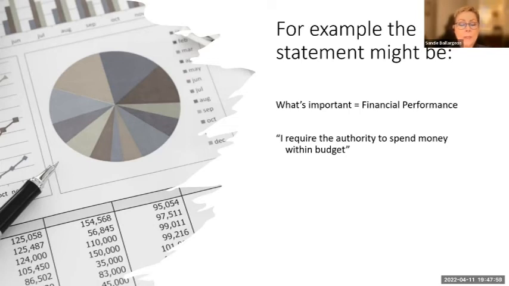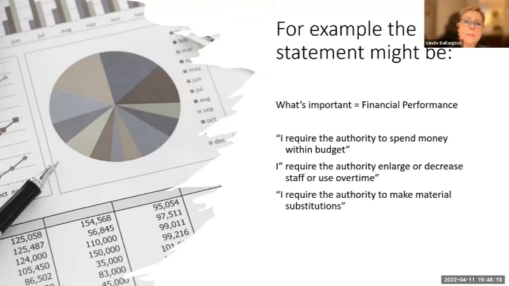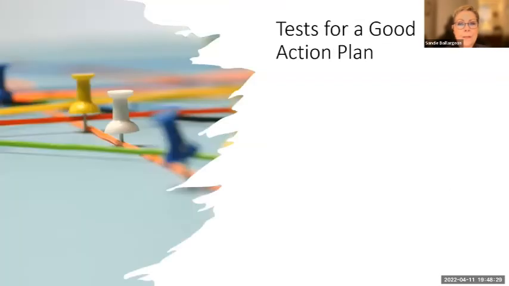For example, the statement might be that what's important is the financial performance. So I need the authority to be able to spend money within the budget. I need to be able to order the items that I need. I require authority to enlarge or decrease the staff or use overtime if that's necessary. That's usually the manager that would make that decision. I require the authority to make material substitutions. So if your assistant is ordering and they know that you like using a certain material, then they can make those substitutions if one that you generally use is not available.